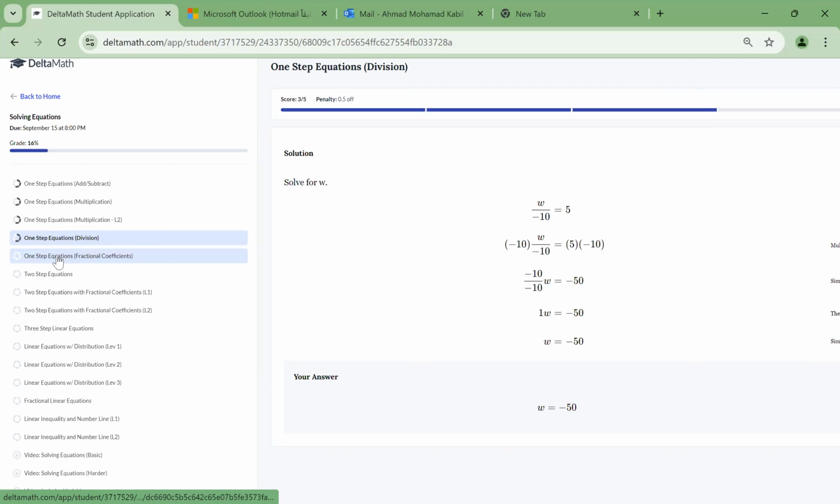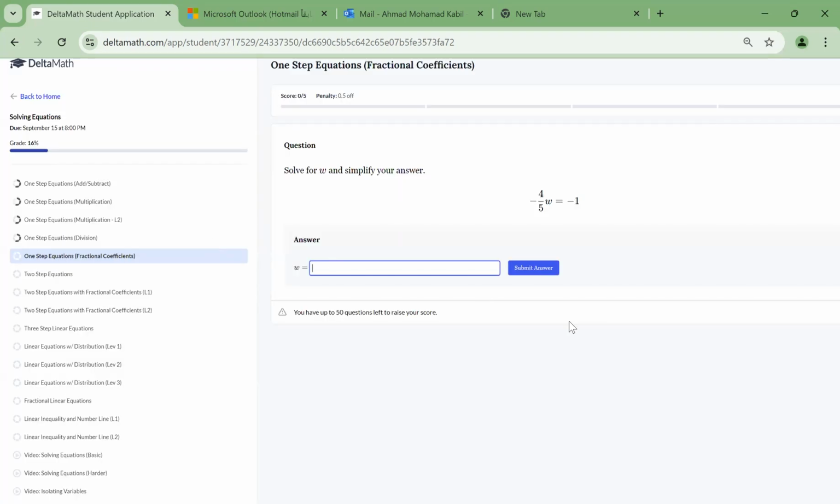So for our final exercise in this video, we shall deal with one-step equations with fractional coefficients. So if we have a fraction next to the variable, there is a fast and easy way to get rid of it. So since we have a denominator here, this is 5. So let's multiply both sides by 5. And then 5 cancels 5, and we have negative 4w equals negative 1 times 5, which is negative 5.